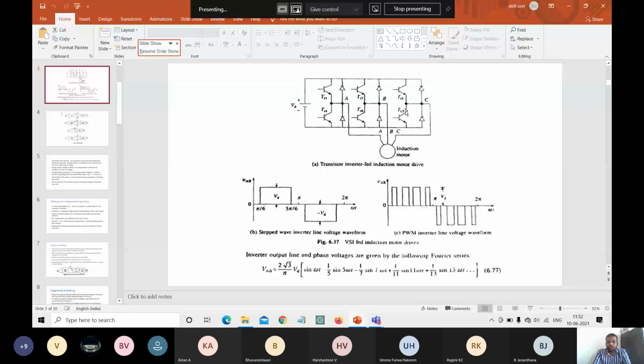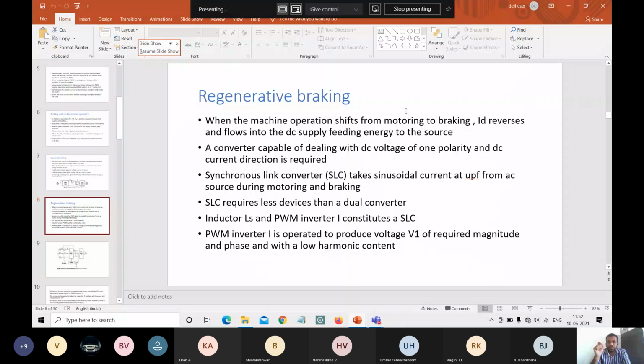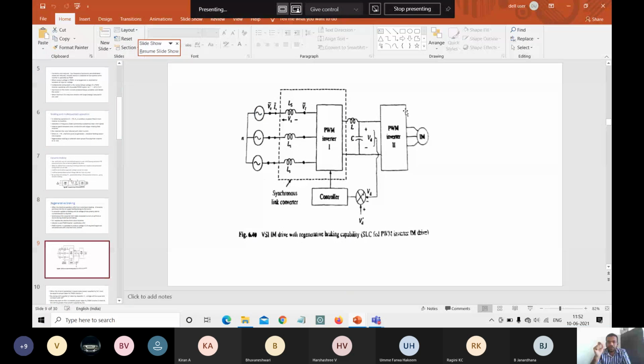Okay, the next thing is this model. You people need to remember this. This is the voltage source inverter induction motor drive with regenerative braking capability. This is our VSI fed pulse width modulator. Similarly we can use a stepped wave inverter also. Based upon that we are using PWM. The inductance and PWM inverter is used as our SLC, synchronous link converter.